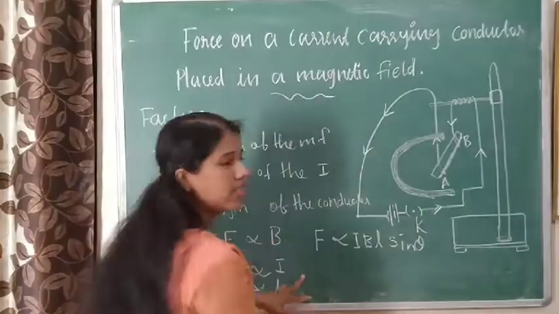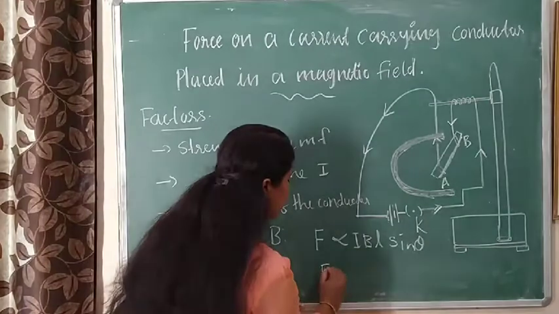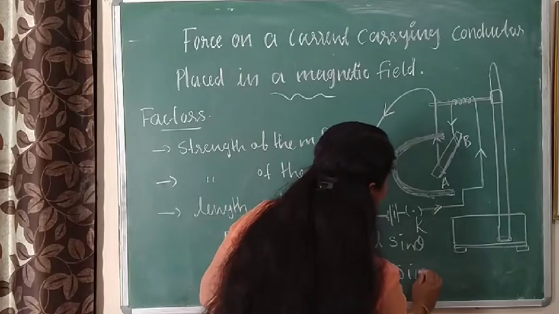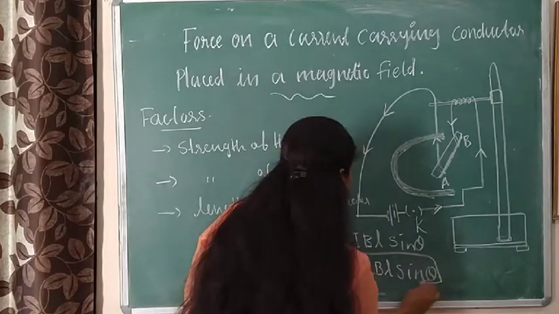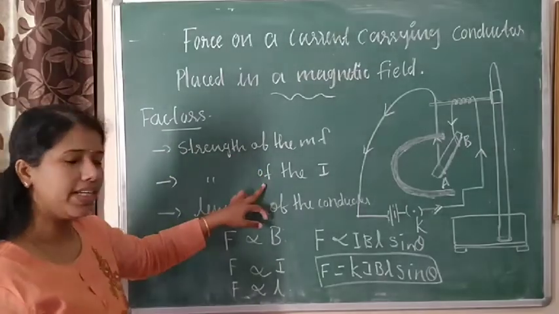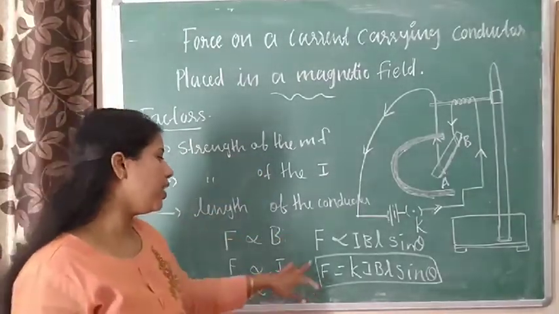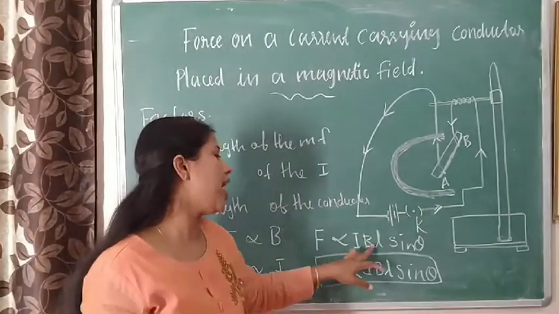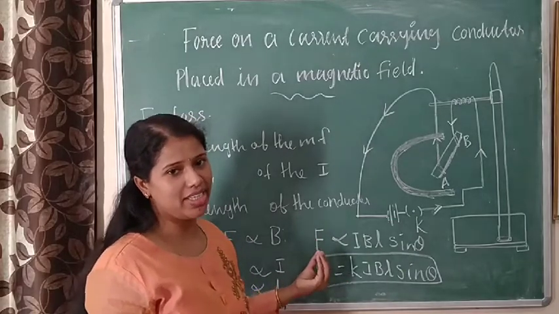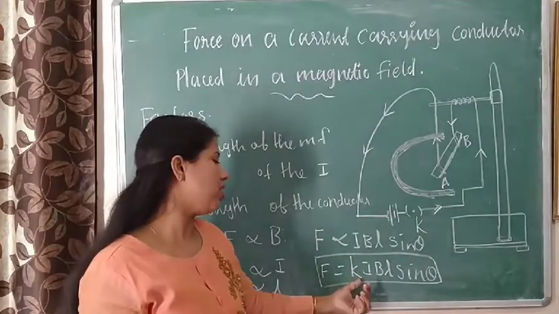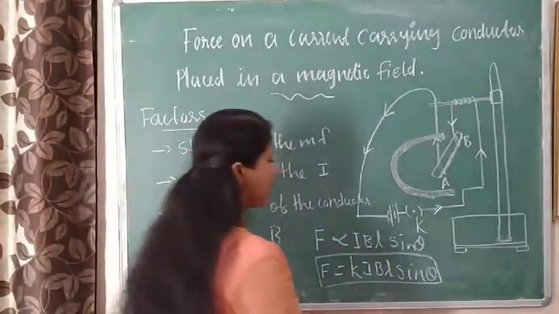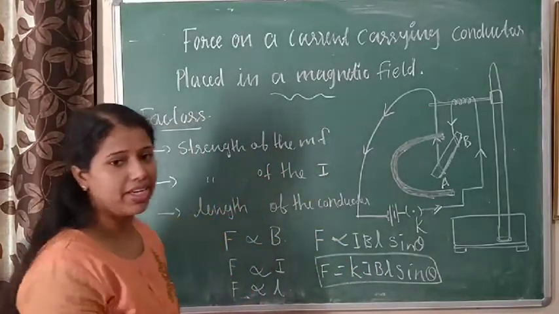Then we avoid the proportional sign and use one constant: F is equal to K I B L sin theta. This is our final equation. The factors are: first the magnetic field, second the electric current, third the length. Theta is the angle between the magnetic field and the electric current. Then K is equal to 1, so we get F is equal to IBL sin theta.